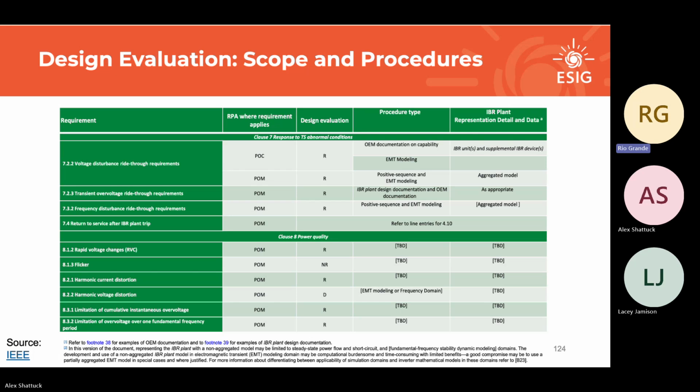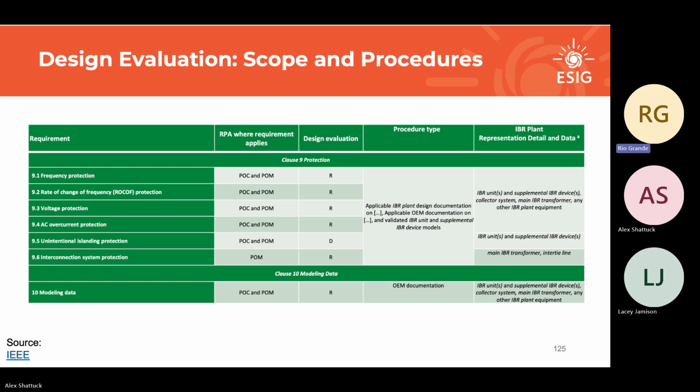But the things they test for those: rapid voltage changes, flickers, harmonic current distortions, harmonic voltage distortions, limitations of instantaneous overvoltage, and limitations of overvoltage over the fundamental frequency period. So some of these are going to be detailed EMT modeling. Some of them might be frequency domain modeling or frequency domain analyses and things like that.